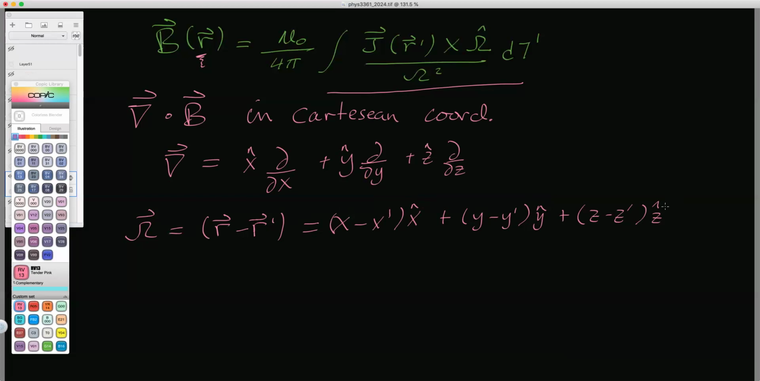Remember that J is only in terms of the prime coordinates, right? So if we're using Cartesian, this would be J of x prime, y prime, and z prime. Doesn't have any r's in it, right? B, however, is, as we've said, only in terms of x, y, z, not x prime, y prime, z prime, and d tau prime is dx prime, dy prime, dz prime. Because again, we're integrating over the prime coordinates.